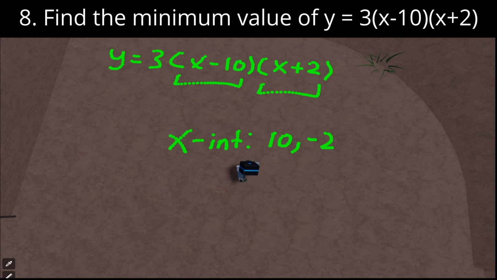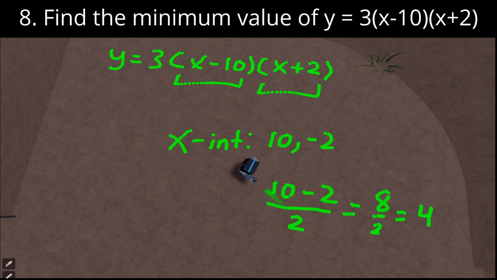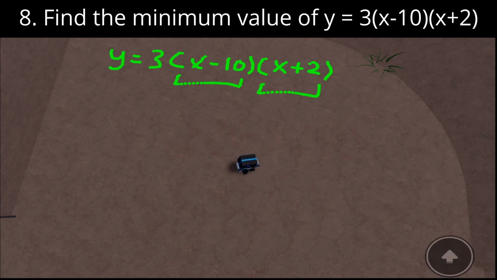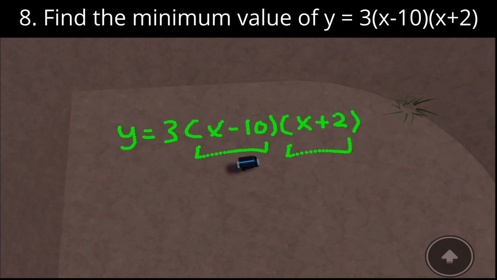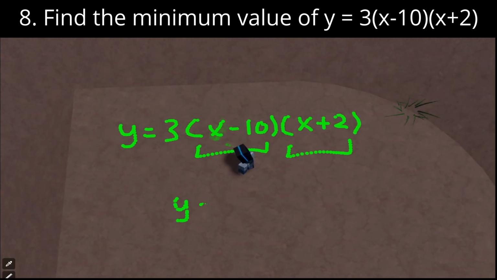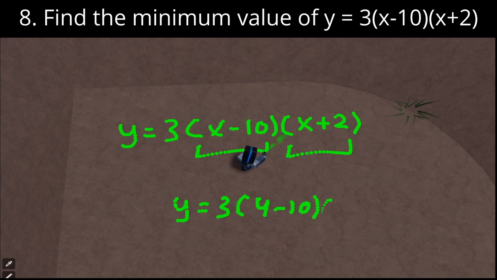So to do that, you do 10 minus 2 divided by 2. I'm just adding up those x-intercepts. That just equals 8 over 2, which is just 4. So 4 is the x-coordinate of the vertex of this parabola. And then once you have 4, you can just plug it back into this equation. So I'll have y is equal to 3 times 4 minus 10, and then times 4 plus 2.